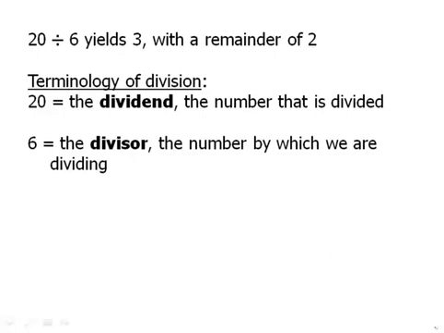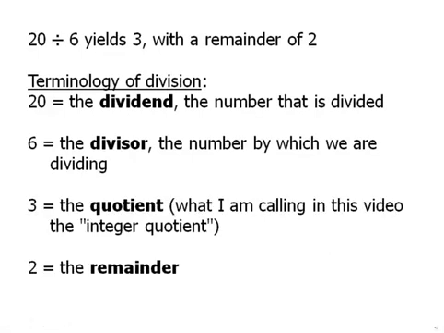In previous videos we were talking about divisor as a synonym for factor, the factors of a number, the divisors of a number. So we're not using divisor in its factor sense here, because of course 6 is not a factor of 20. We're just using divisor in the sense of the number by which we're dividing. So this is divisor in a division sense, a slightly different use of the word. Of course 3 is the integer quotient and 2 is the remainder.